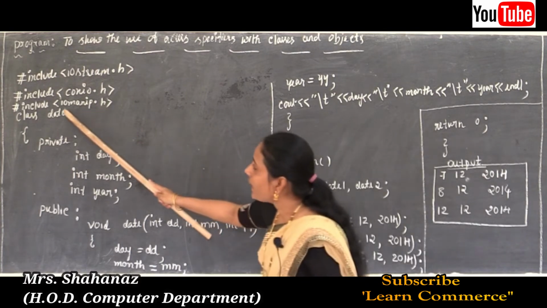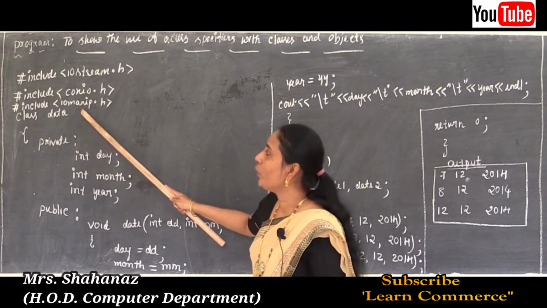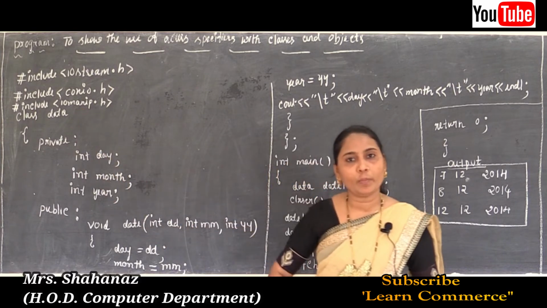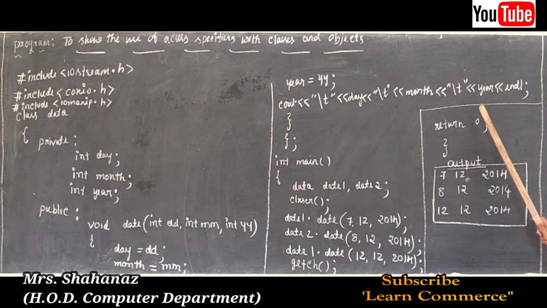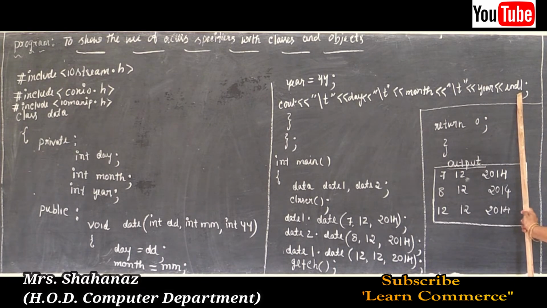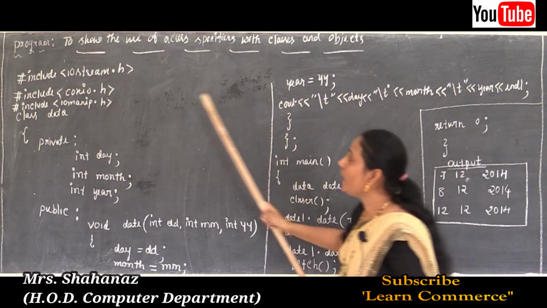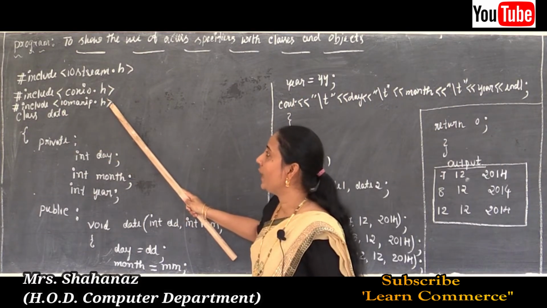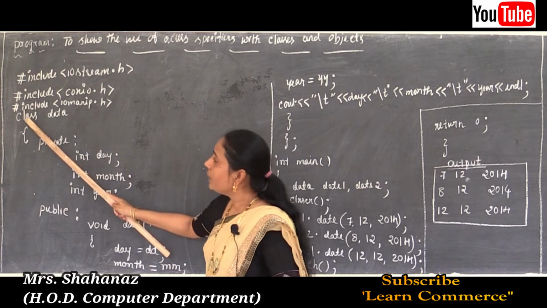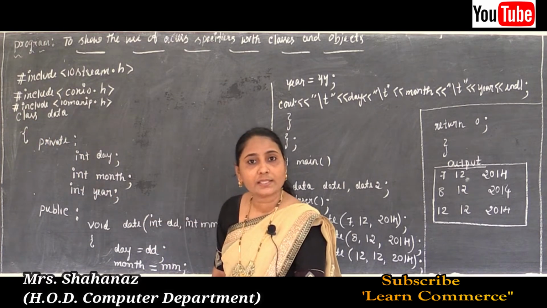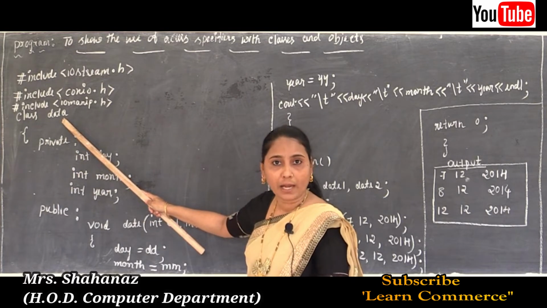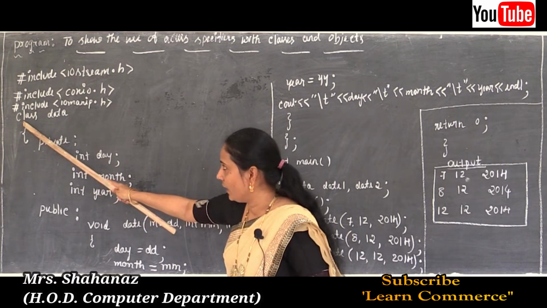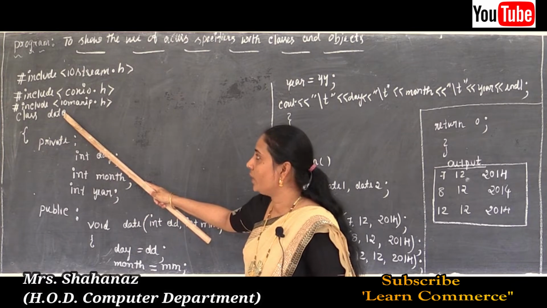And the next header file is hash include iomanip.h. iomanip means manipulation, that is, for manipulators like endl and setw we need to use the header file iomanip.h here. And we know that the keyword class is used to declare the class. The name of the class is date. Okay, class is the keyword, and date is the name of the class here.